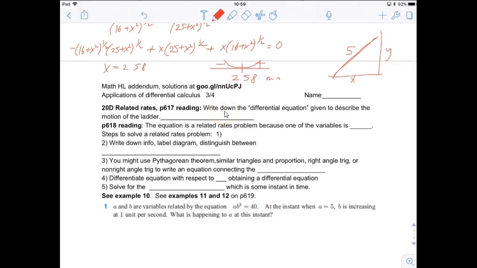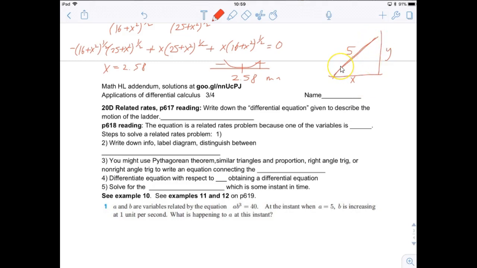Page 3 of the HL addendum for applications of differential calculus. If you read on page 617, it talks about the ladder leaning against the wall and maybe sliding down problem. The ladder is 5 meters long. The height at which it hits the wall is y, and the distance from the wall at which it comes in contact with the ground is x.